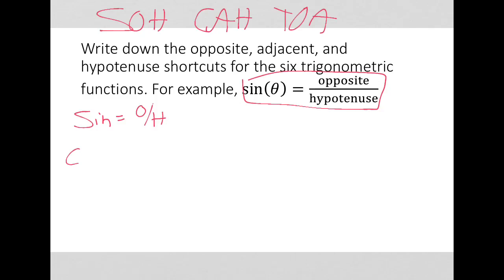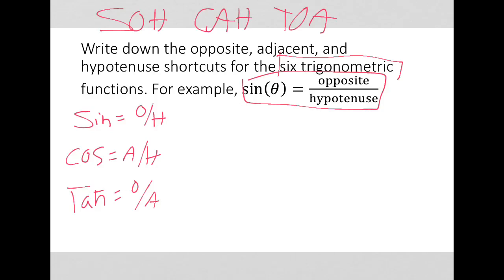CAH is saying cosine equals adjacent over hypotenuse. TOA is saying tangent equals opposite over adjacent. And maybe you recall a way that one of your former teachers, not me of course, taught you to remember SOH CAH TOA. But I think that's pretty ingrained in us at this point. Even if you don't know what that means or what trigonometry is, you've probably heard SOH CAH TOA. That's what it's saying. But you may notice this says 6 trig functions. Well, this is only 3.